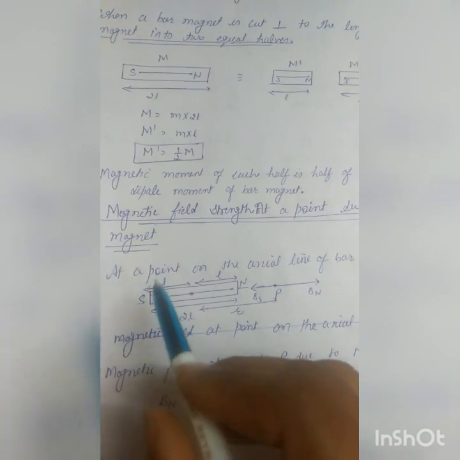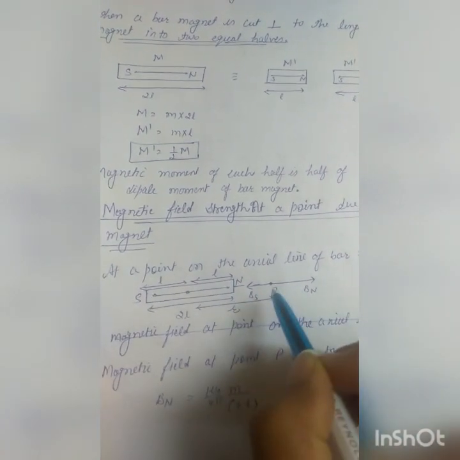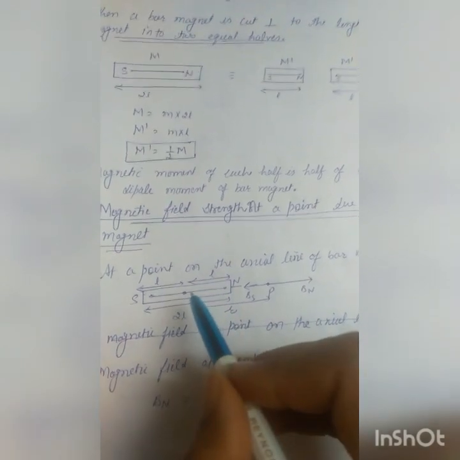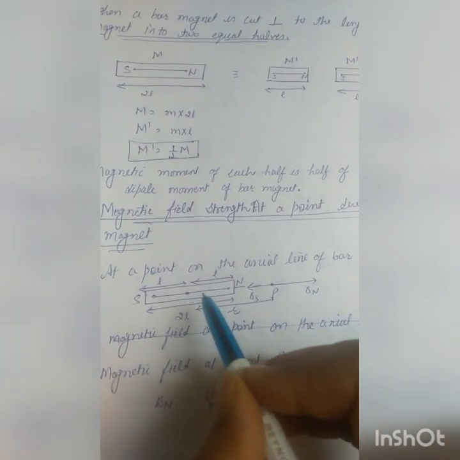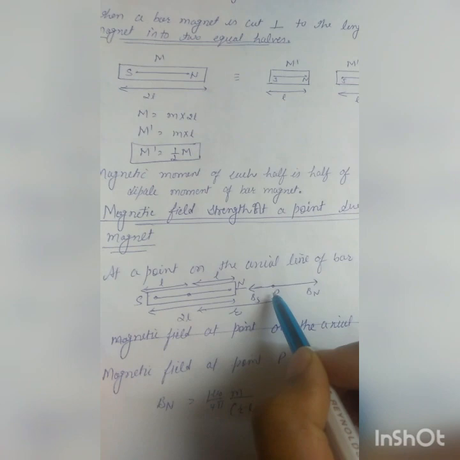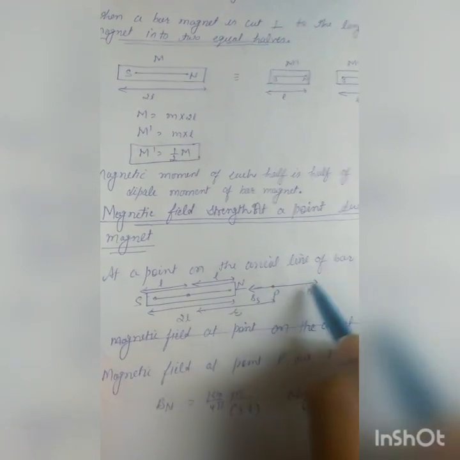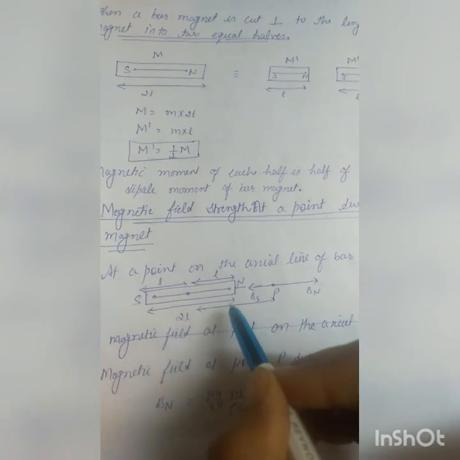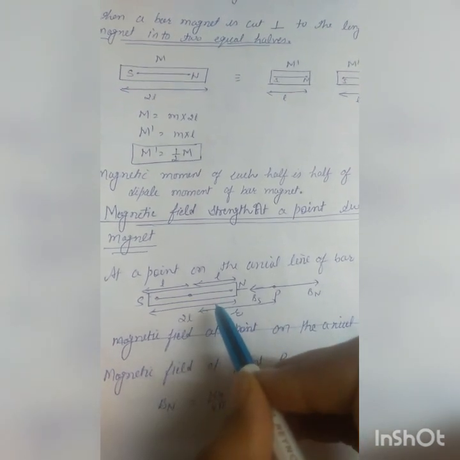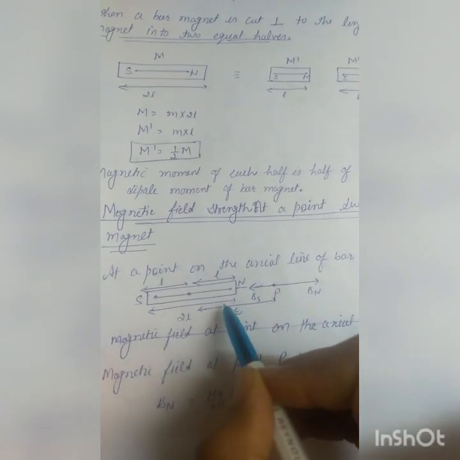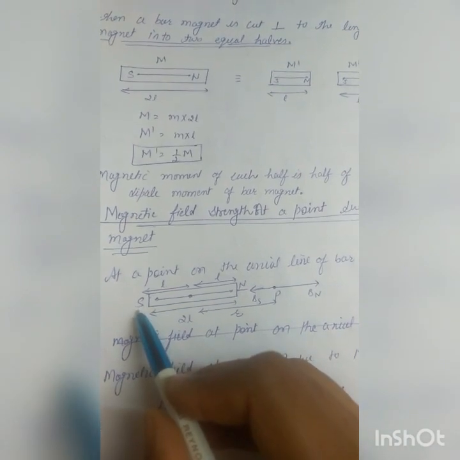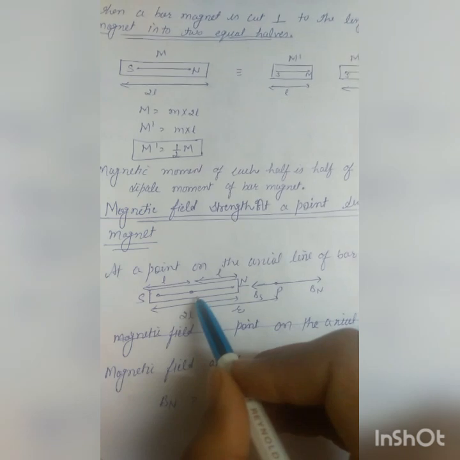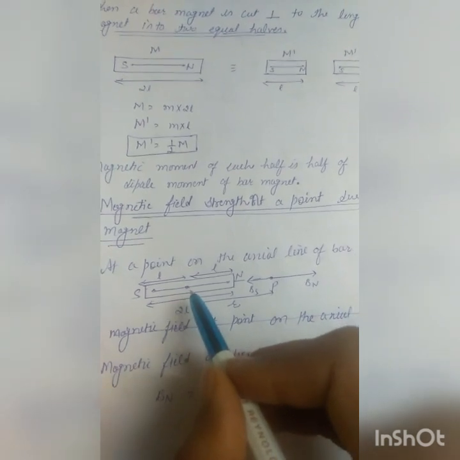So first of all, take a bar magnet and take a point P where we have to find the magnetic field due to this dipole. And the distance of this point P on the axial line is r from the center of the dipole. Dipole length is 2L. Here firstly we represent the south pole and secondly the north pole. O is the center of the dipole.